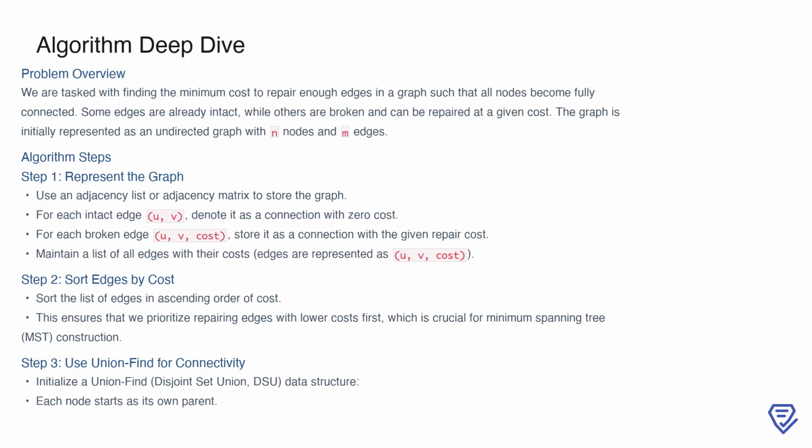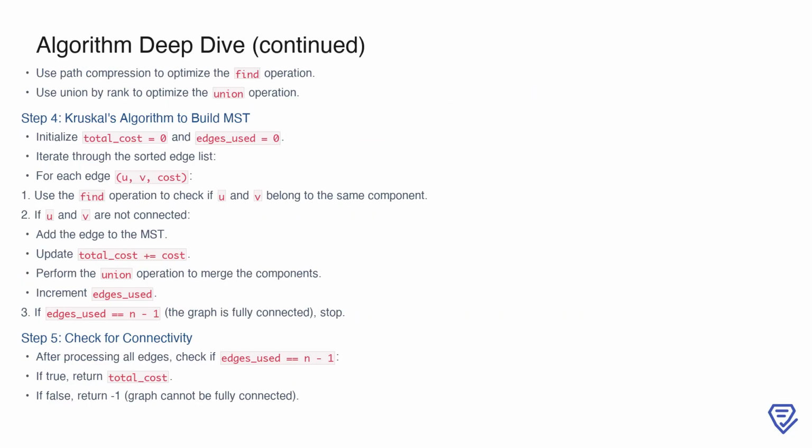To manage connectivity during the process, we initialize a union-find data structure, where each node starts as its own parent. This will help us efficiently determine which nodes belong to the same connected component as we proceed through the algorithm. The union-find data structure is optimized using two techniques, path compression and union by rank.